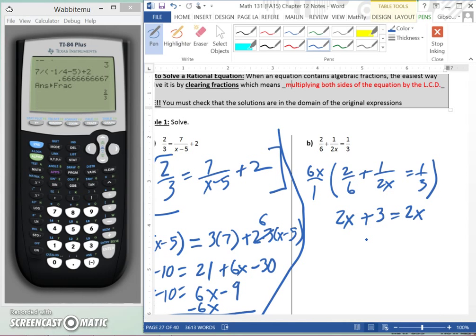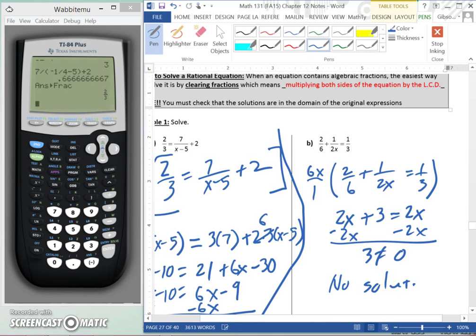Okay, now we have to solve for x, so we need to get x by itself. So we'll subtract 2x on both sides, and we get 3 is equal to 0. We know 3 does not equal 0. There's no variables left, so our final answer here would be no solution.